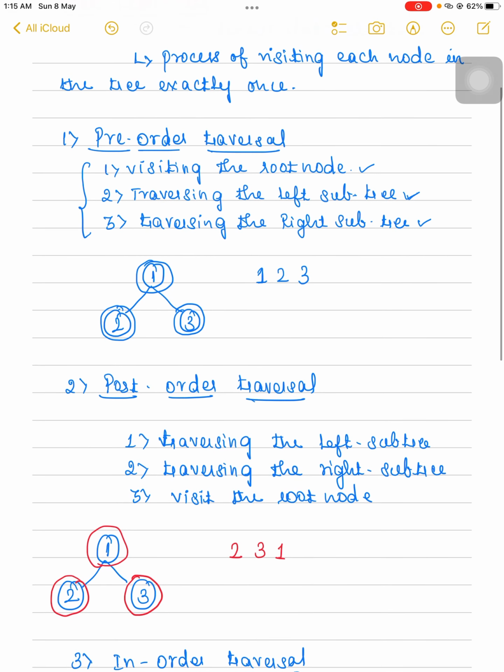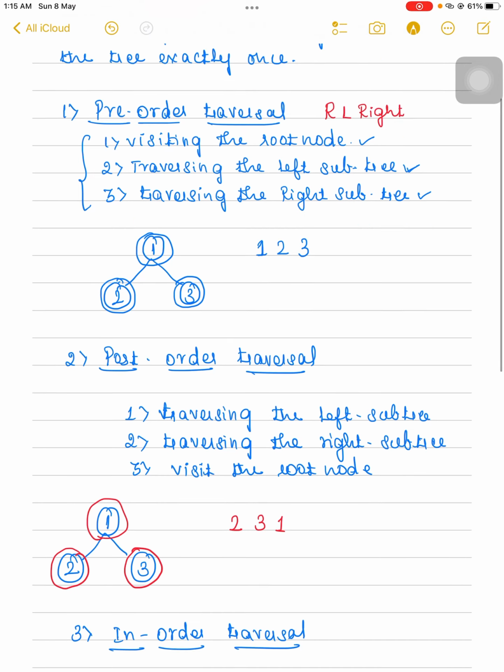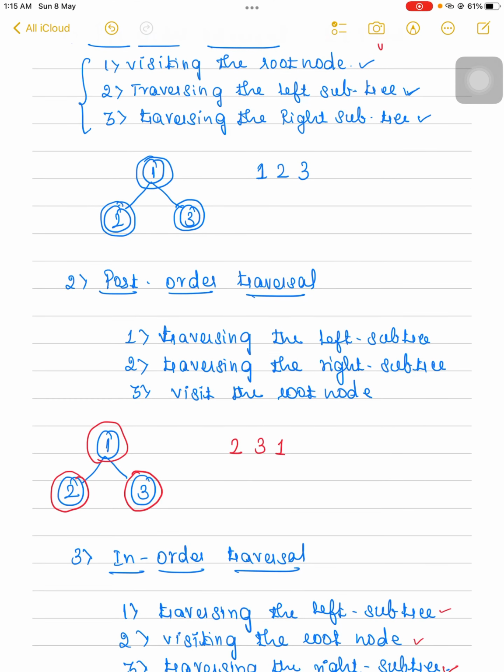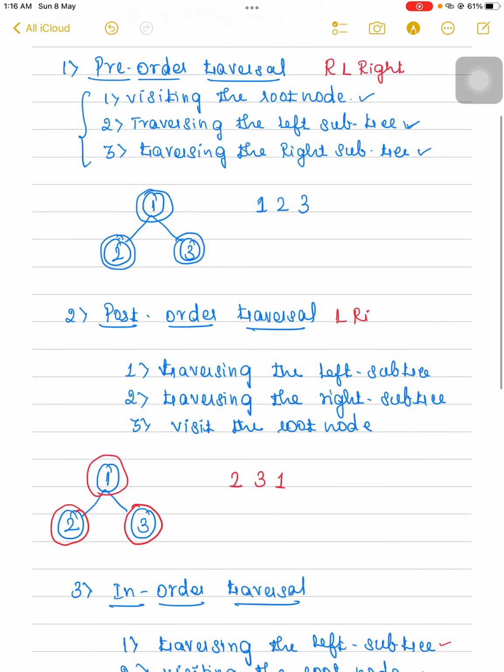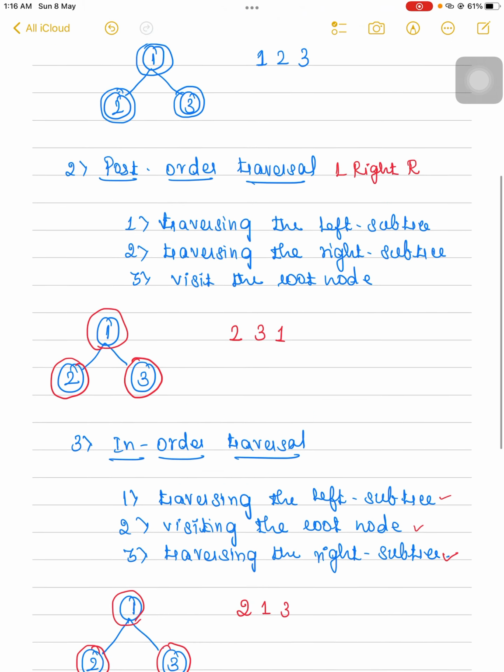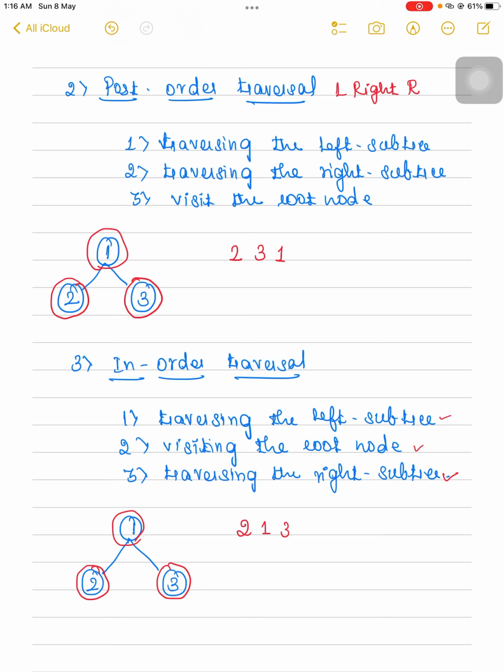So when it comes to pre-order traversal, the very first step is visiting the root node first. After visiting the root node, it will visit the left node. After visiting the left node, it will visit the right node. When it comes to post-order traversal, the very first step is traversing the left subtree, the second step is traversing the right subtree, and finally it will move on to the root node. When it comes to in-order traversal, it traverses the left subtree first and then visits the root node. After visiting the root node, it will move on to the right node.